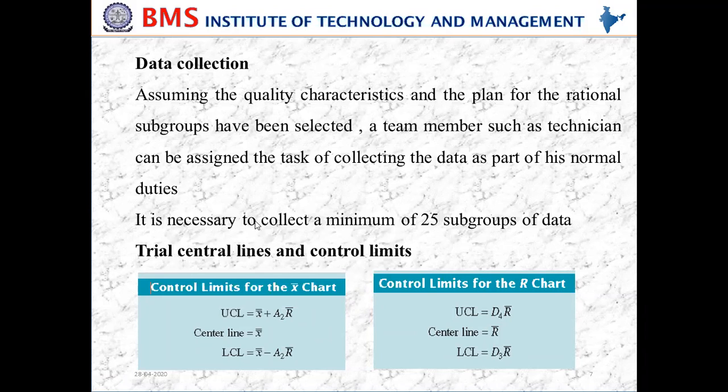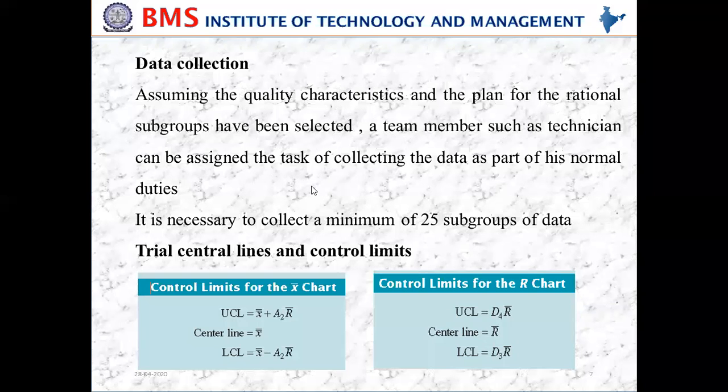First, center lines are calculated for control charts for variables. If you look at control charts for variables, we have X double bar and R bar as the two center lines which you have to take. For the X bar chart, the center line is X double bar, meaning the average of averages. X bar itself is just the average of all the subgroups: subgroup 1 plus 2 and so on till subgroup 25, divided by 25.